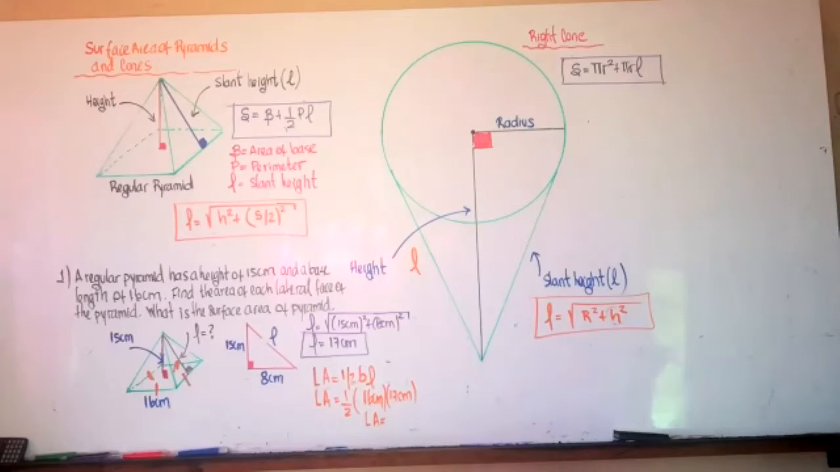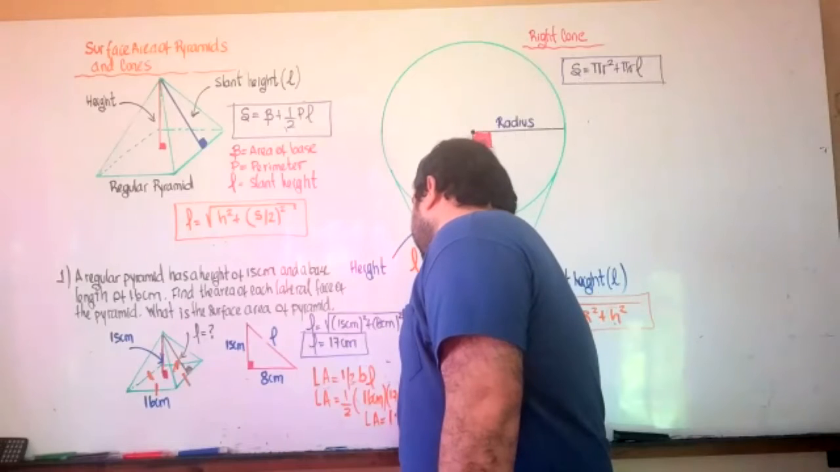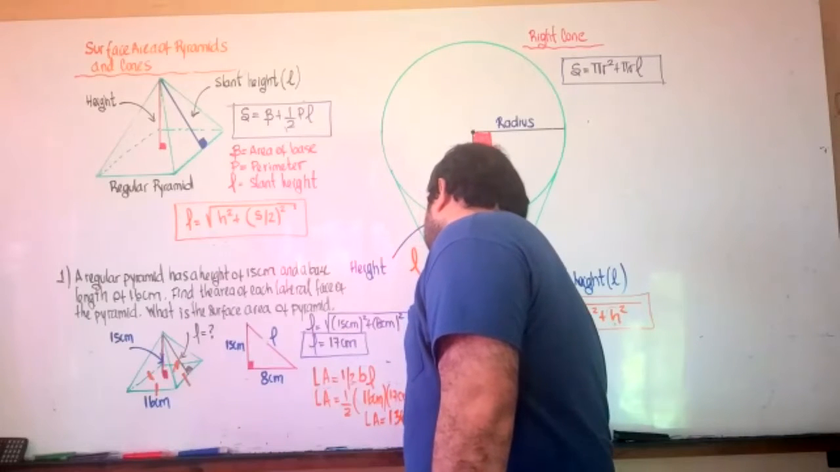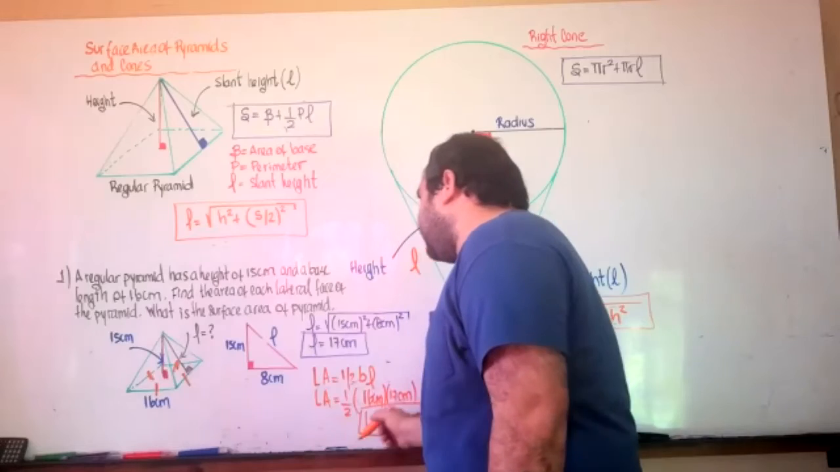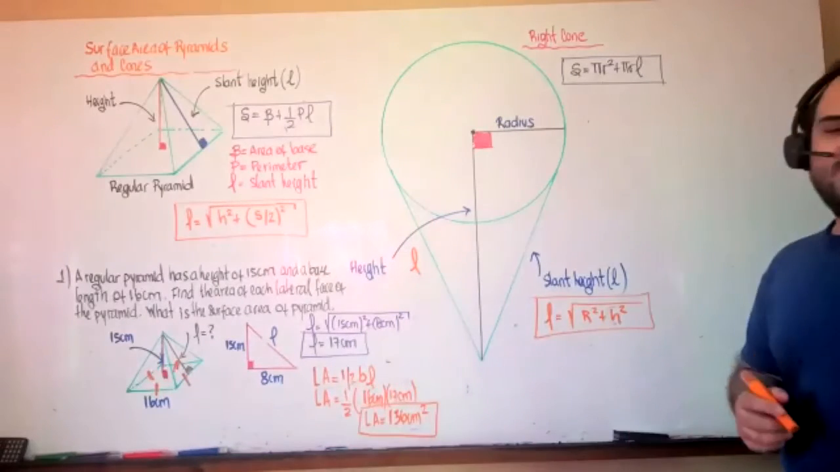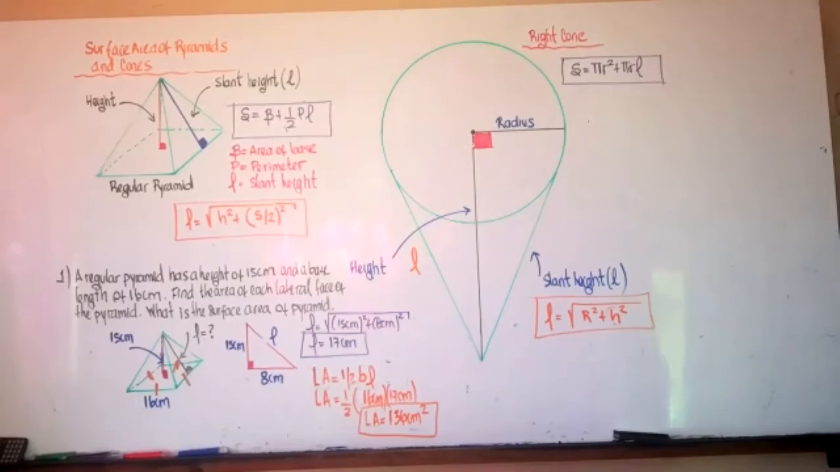Because it's the area of the base times the slant height. And what will be the answer? 1/2, 16 times 17 will be 136. 136 square centimeters. This is the lateral area, 1/2 base times the slant height.